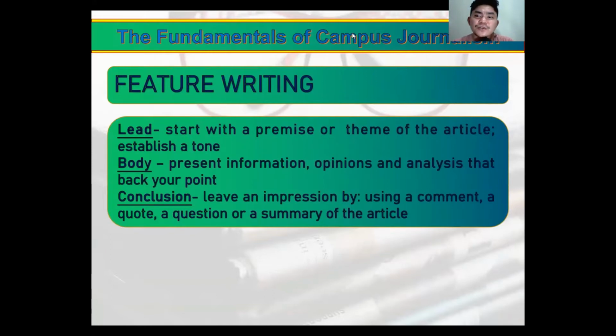Start with the premise or theme of the article. Establish a tone. It's almost the same, but this one is a feature article. On the body, you present information, opinions, and analysis that back your point. How about the conclusion? Leave an impression by using a comment, a quote, a question, or a summary of the article. So this one, you have, shall we say, more freedom to have wordplay in writing this type of article.